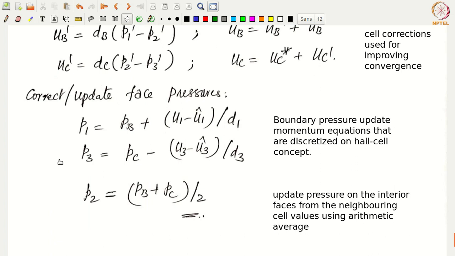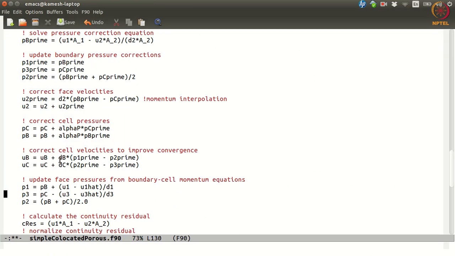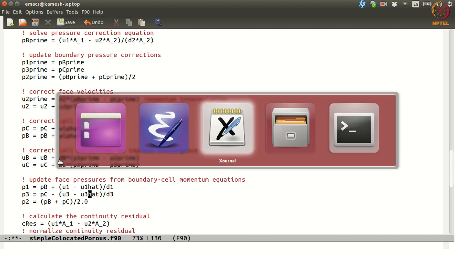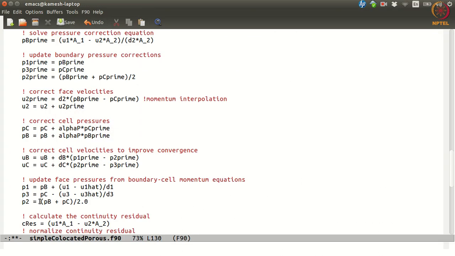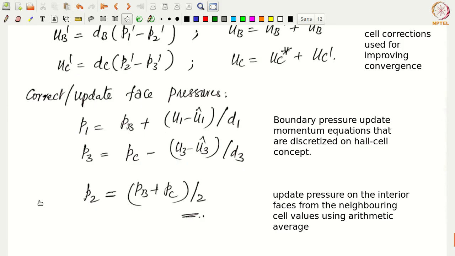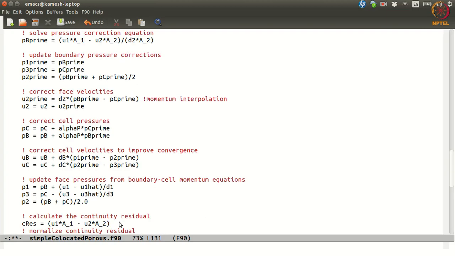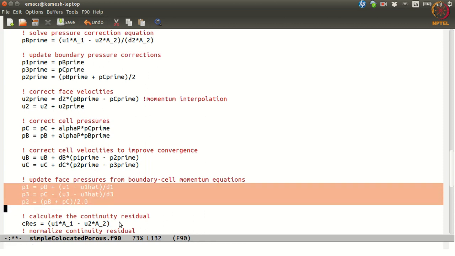Update the phase pressures because only the phase velocities are given. So update the phase pressures from the U1 and U3 equations, right? The phase values of the pressure. So this will be P1 equals PB plus U1 minus U1 hat by D1. P3 equals PC minus U3 hat by D3. That's written here, okay. And then P2 would be arithmetic average of the cell values, okay, that's written here. All right, that means we are done with all the corrections, right? These are the phase pressure updates.